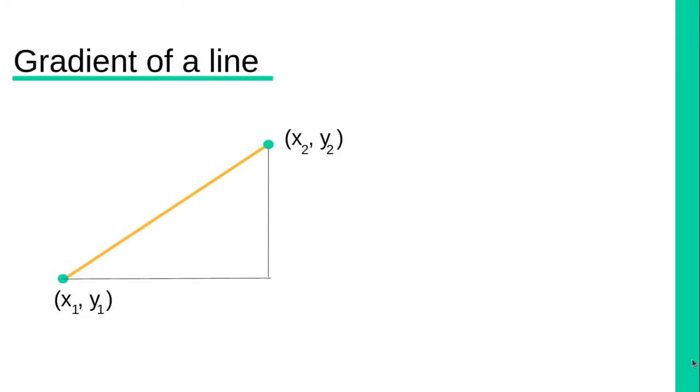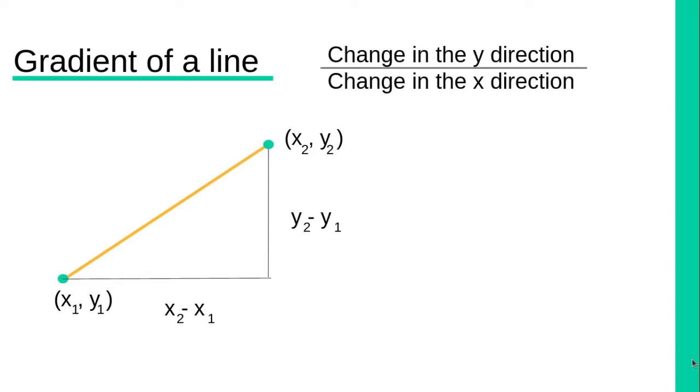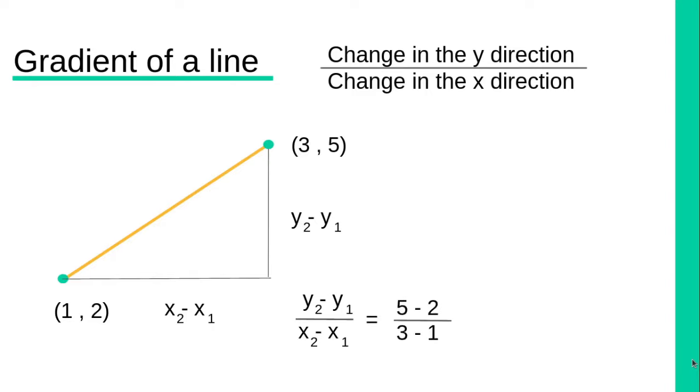If now again we have a line that joins 2 points, we can calculate the gradient of the line. And this is calculated by using the ratio between the change in the y direction divided by the change in the x direction. So the change in the y direction would be y2 minus y1, and the change in the x direction would be x2 minus x1. So if the points are (1, 2) and (3, 5), like before, the gradient will be this ratio, and that is 5 minus 2 divided by 3 minus 1, which is equal to 3 halves.